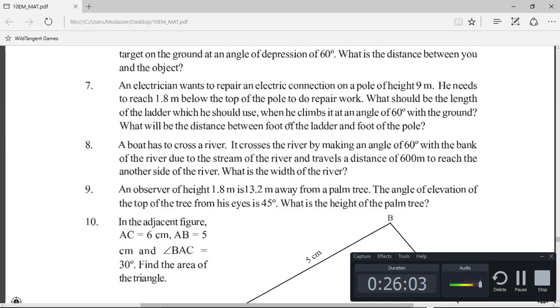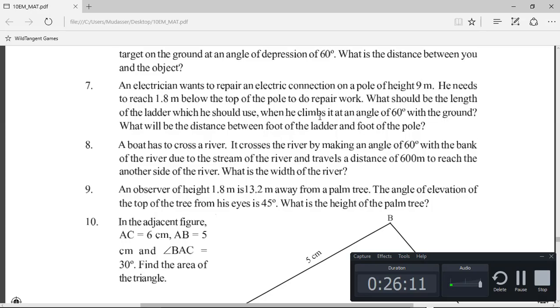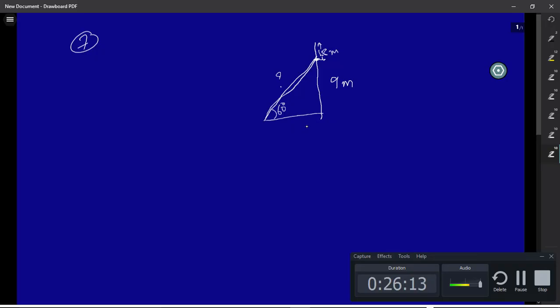They are asking us to find two things. What should be the length of the ladder? This length, this is my ladder. So we'll have to find out the length of the ladder, and then we have to find out the distance between the foot of the ladder and the foot of the pole. Let me just name it this way: A, B, C. This point I'm naming as D.